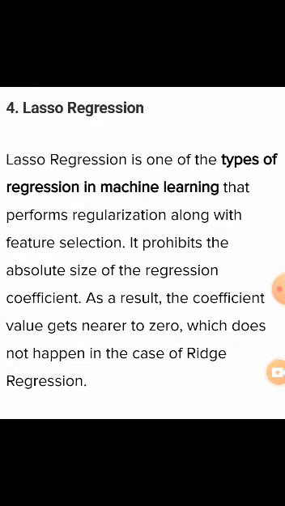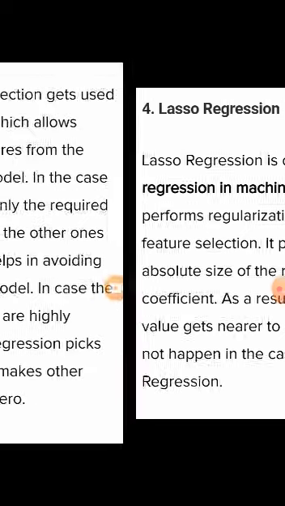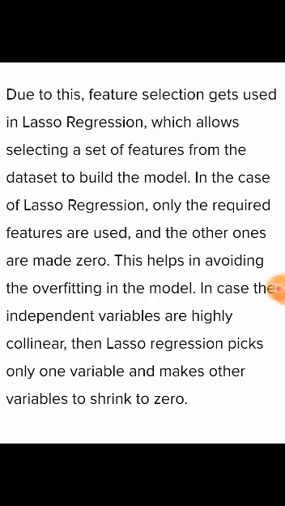Lasso regression. Lasso regression is one type of regression in machine learning that performs regularization along with feature selection. It penalizes the absolute size of the regression coefficients. As a result, the coefficient values get nearer to 0, which does not happen in the case of ridge regression. Due to this, feature selection is used in lasso regression, which allows selecting a set of features from the dataset to build the model.